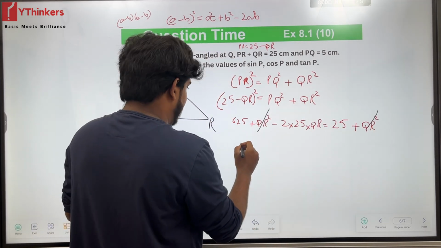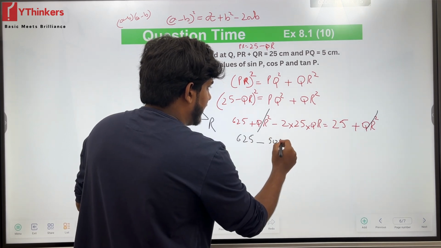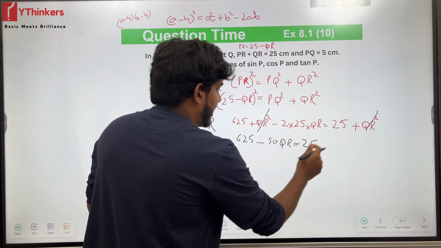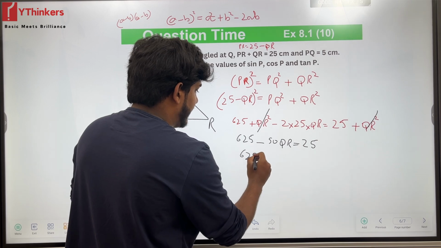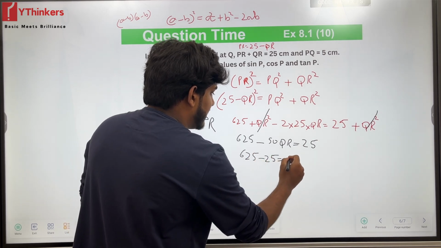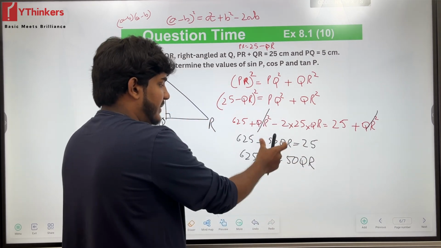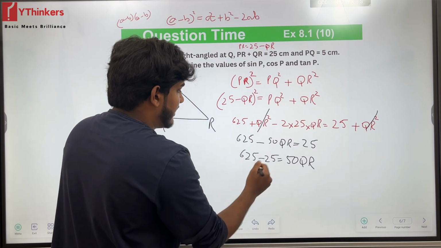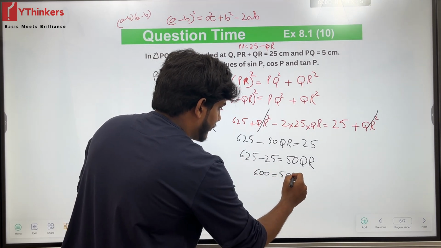So, can I write it as 625 minus 2 into 25 is 50, 50 QR is equal to 25. Okay, I want QR value, so I'll make QR as subject. Can I write 625 minus 25 is equal to 50 QR? Because I'm sending this 50 QR that side. If minus 50 QR goes to the other side, it becomes plus 50 QR. Okay, 625 minus 25 is 600 is equal to 50 QR.